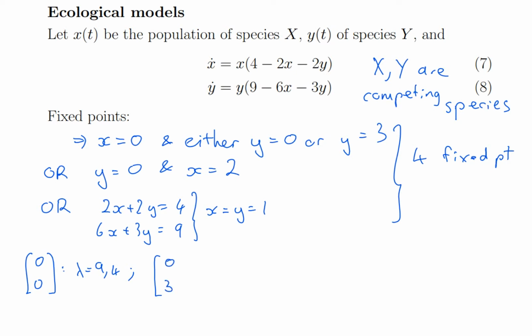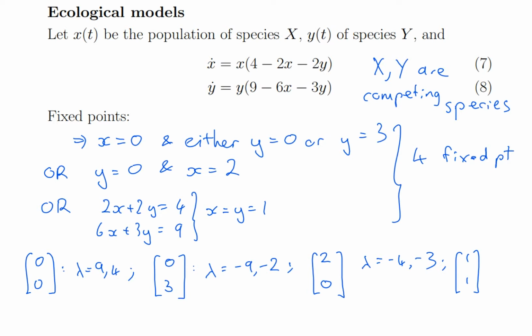At 0, 3, so that's when I've got some y's but no x's, then lambda is minus 9 and minus 2, so that's a stable node. 2 negative real eigenvalues. When x is 2 and y is 0, so when I've got some of species x but no y's, then lambda is minus 4 and minus 3, again a stable node. And when both species are present, the fixed point there is 1, 1, so 1 unit of each species, then lambda is minus 6 and 1, 1 negative, 1 positive. That means it's an unstable saddle.